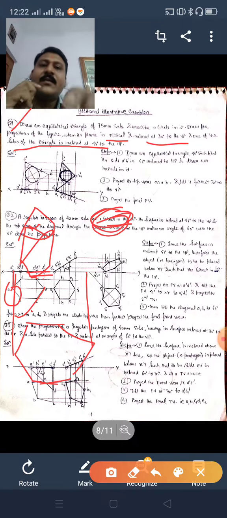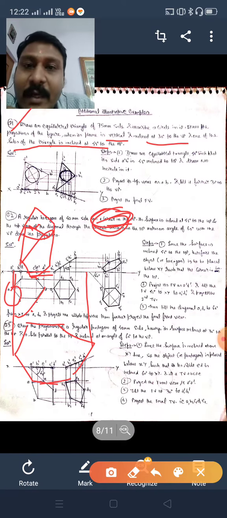Only the inclination is given, 30 degree to VP. The plane is vertical and that plane is inclined 30 degree to VP. The position is not given, and one side of the triangle is inclined 45 degree to HP. So in the last step, you have to make the side inclined 45 degree to HP. Any one of the sides you can incline.